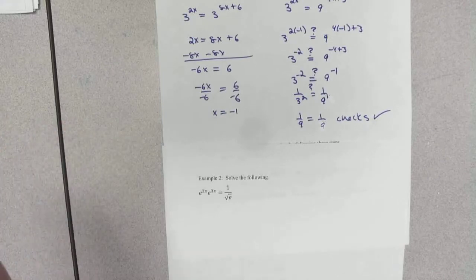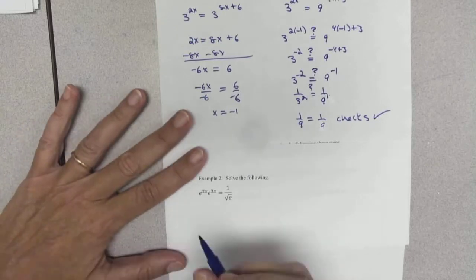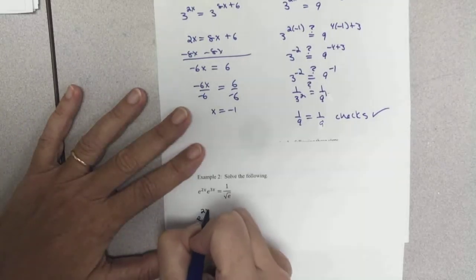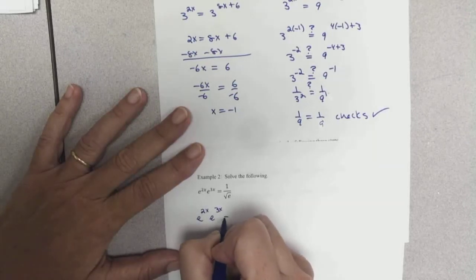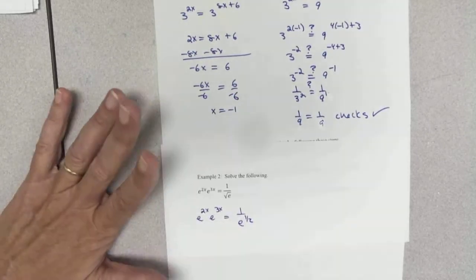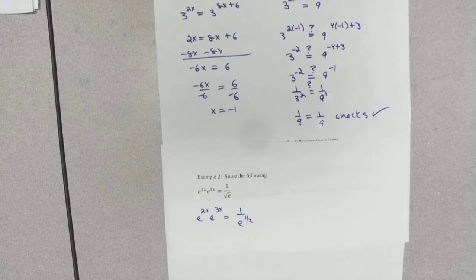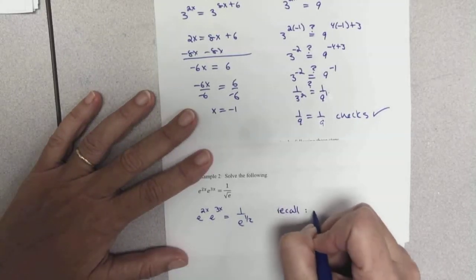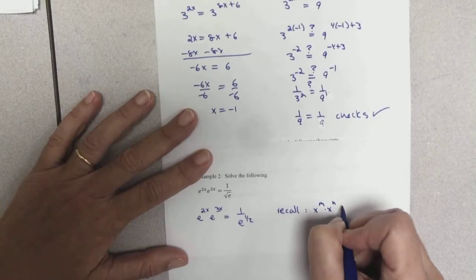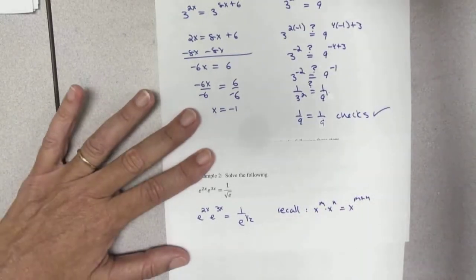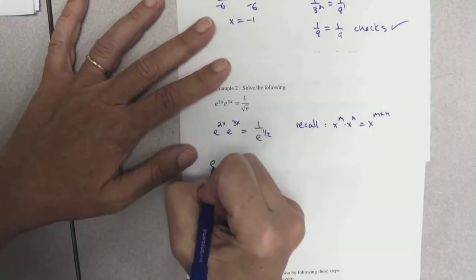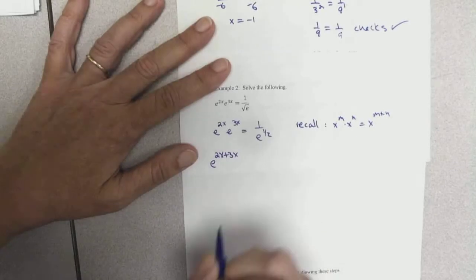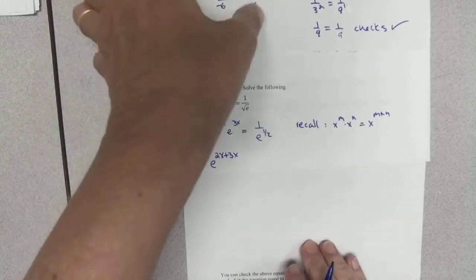Solve each of the following. Again, I've got all those e's, so I can get them to be the same base, doing one small step at a time. These are exponential equations, so rewrite that radical with an exponent. Square root, same thing as exponent of 1/2. Now let's do some exponent work. Recall, x to the m times x to the n is x to the m plus n, so I can add those exponents together. Very explicitly, that's e to the 2x plus 3x.